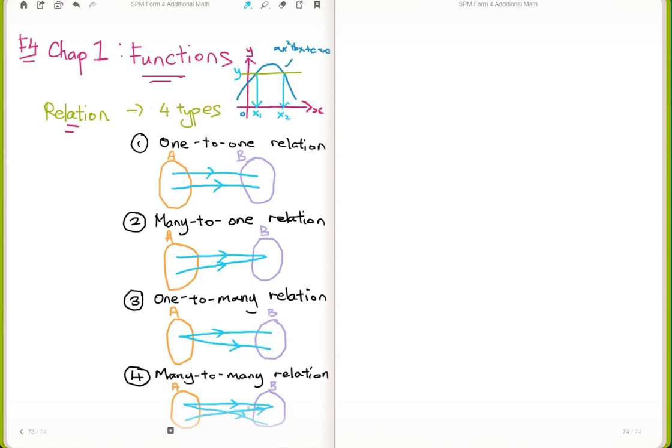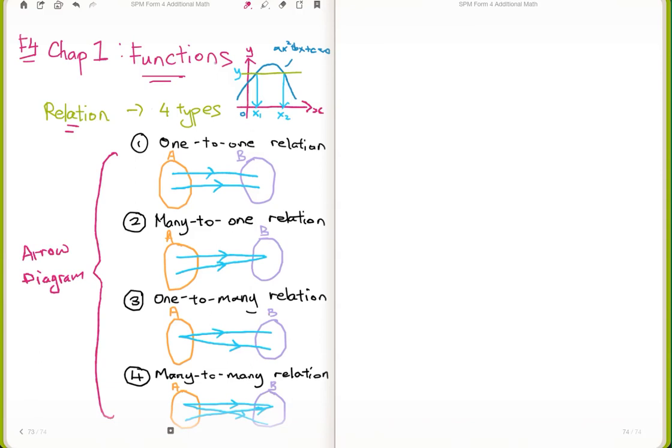There are a few ways to represent it. The way I've shown you up here is through the arrow diagram. These four methods are called the arrow diagram, because of the arrows in the diagram. You may also represent it in ordered pair form, set form, or in graph form. And we'll show you what that means later.